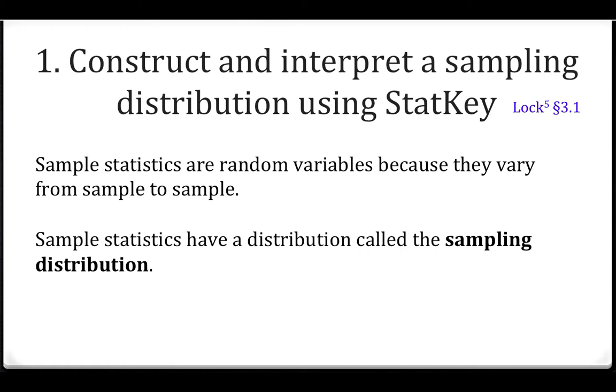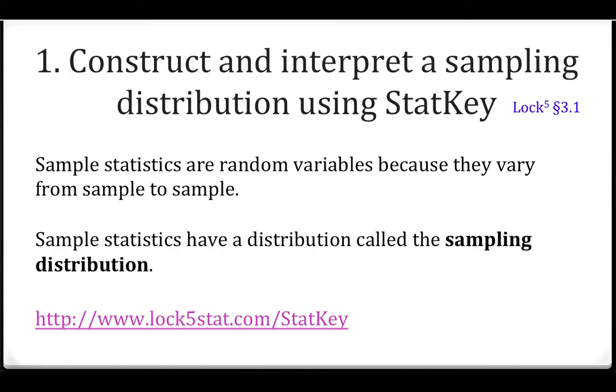So if we would repeatedly take simple random samples from the same population and record the sample mean or the sample proportion, we could construct a dot plot or a histogram of all of those sample statistics, and that distribution is known as the sampling distribution.